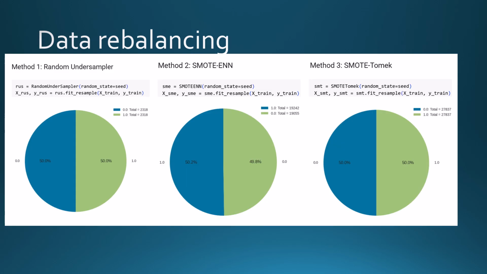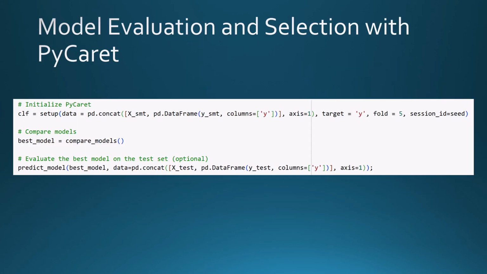Data rebalancing was performed on the train split using the 3 methods mentioned earlier. RUS decreased the non-subscriber samples to match the subscriber samples. Both SMOTE-ENN and SMOTE-Tomek generated synthetic subscriber data, but varied in their undersampling of non-subscribers to balance the data. As we can see, now all 3 methods have approximately a 50-50 split between subscribers and non-subscribers. PyCaret was initialized for each rebalancing method. The best model was then evaluated on the original imbalanced test set.